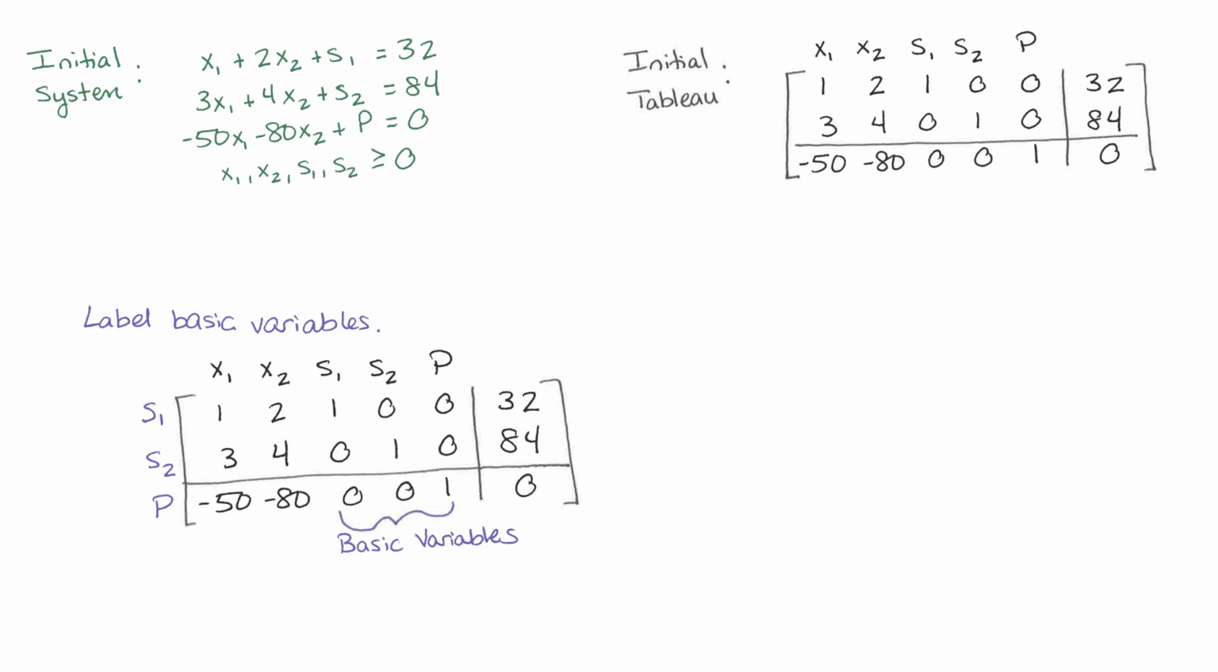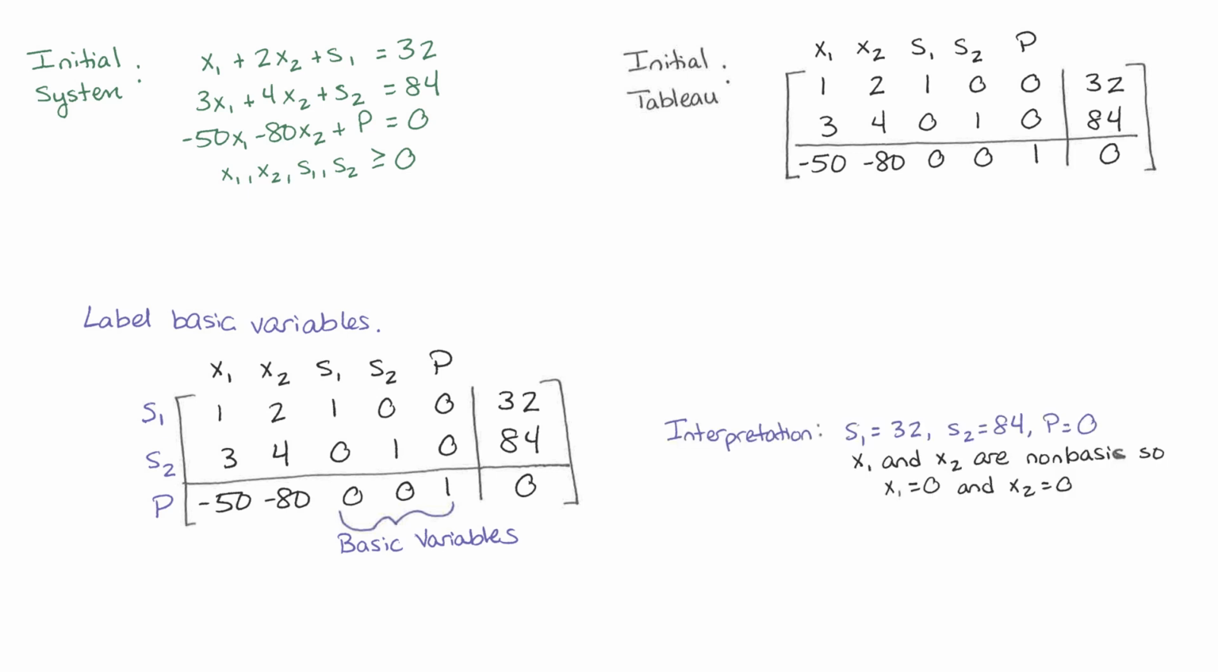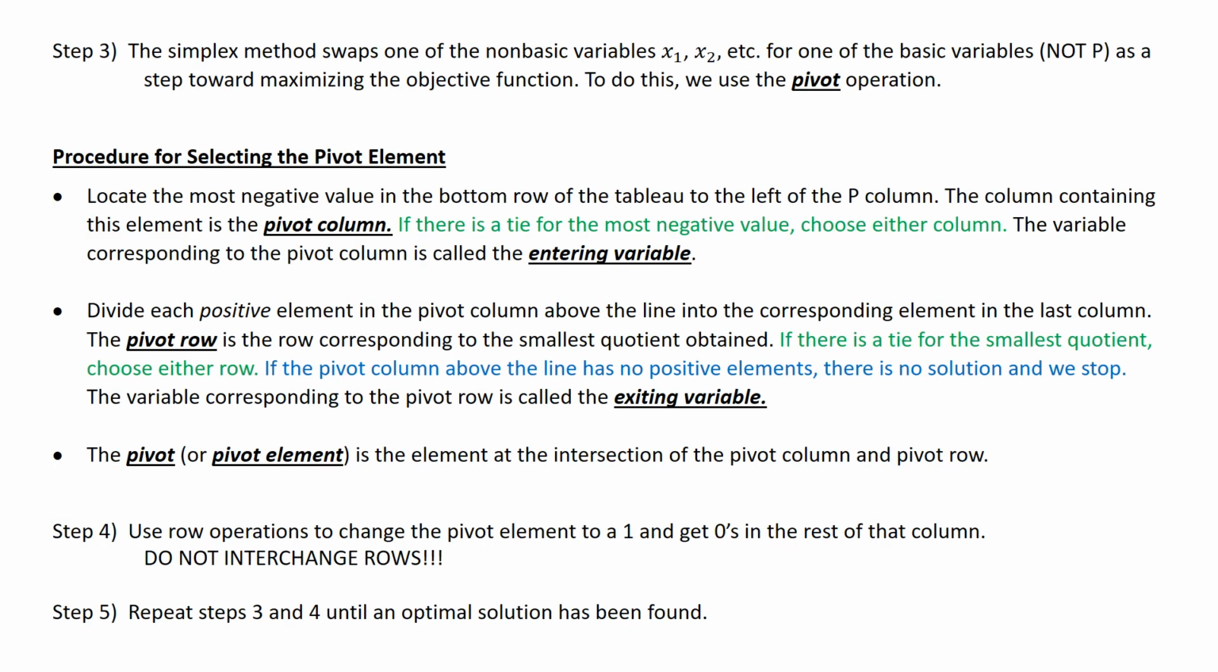So the way we interpret this is that S1 would be equal to 32, S2 would be equal to 84, P would be equal to 0. And since x1 and x2 are non-basic, they are also 0. So now, what we want to do is swap the non-basic variables, x1, x2, and so on, for one of the basic variables, not P, as a step toward maximizing the objective function.